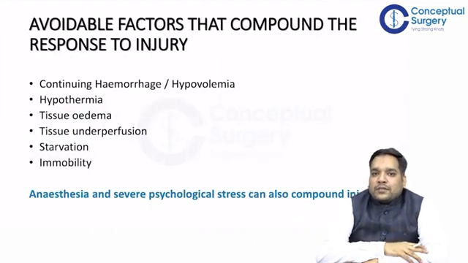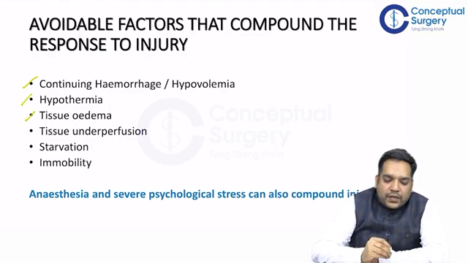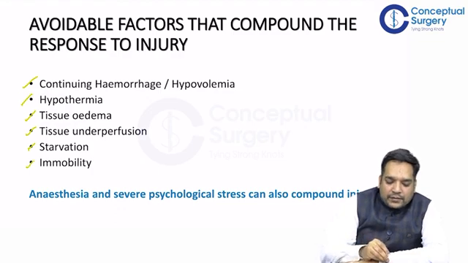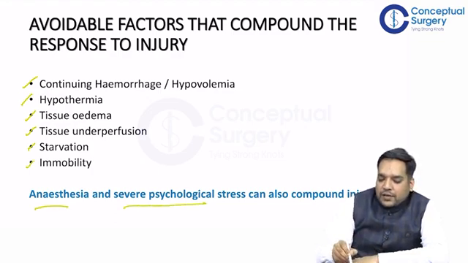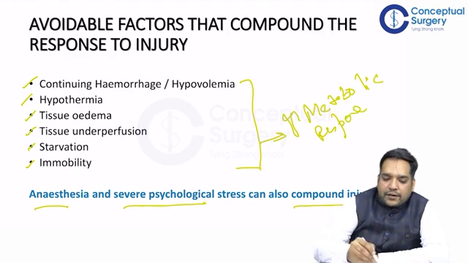So now I am going to discuss the text. These are the avoidable factors that can compound the response to injury: continuous hemorrhage and hypovolemia, hypothermia, tissue edema, tissue underperfusion, starvation and immobility, and anesthesia and severe psychological stress can also compound injury. So these are the factors which are going to increase the metabolic response, and these all can be avoided, right?